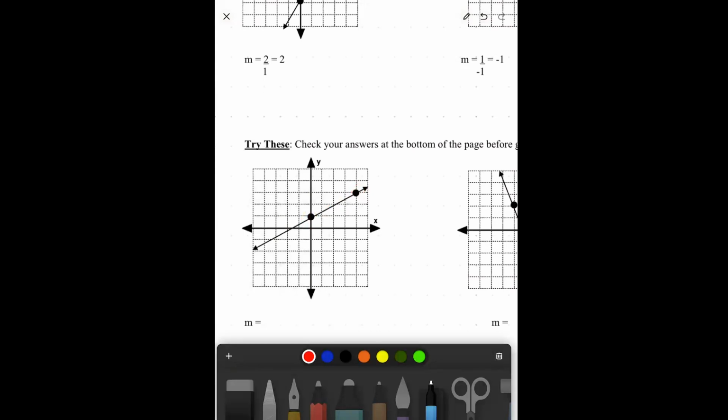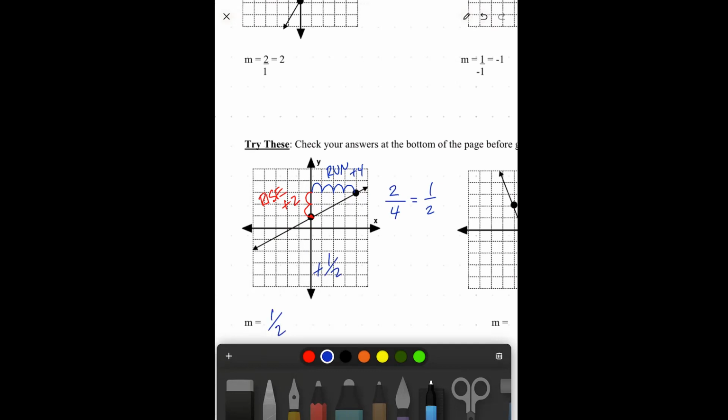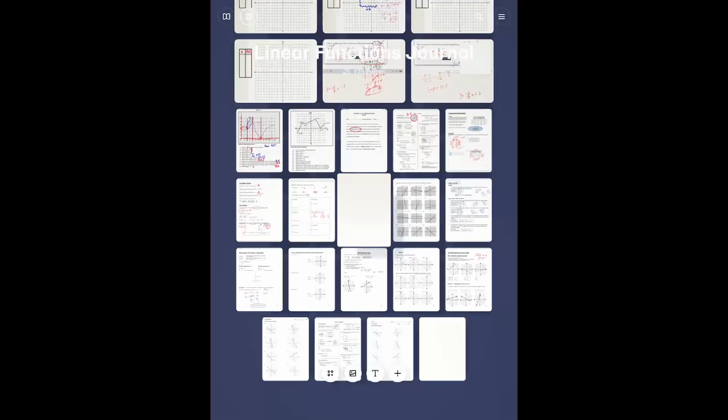So if we start here at this point, we're going to go up 1, up 2. So we rose 2. So that would be our rise. And then we're going to run 1, 2, 3, 4. So we ran plus 4. So the slope for this line is going to be 2 over 4, which we can simplify to 1 over 2. So the slope of this line is a positive 1/2, right? And if you look down here, that's what it says. It's a positive 1/2.